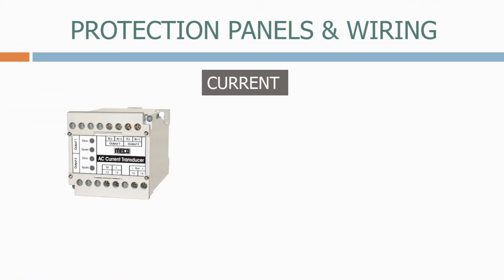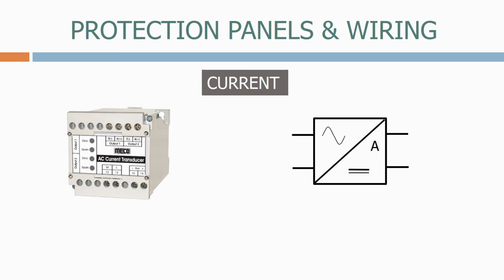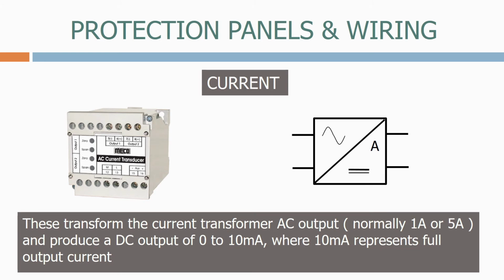Next, we have a current transducer. This is the symbol we normally use. These transform the current transformer AC output, normally 1 amp or 5 amp, and produce a DC output of 0 to 10 mA, where 10 mA represents full output current.